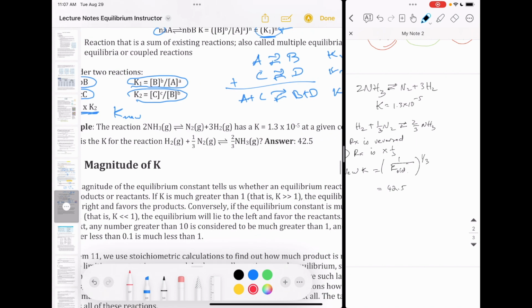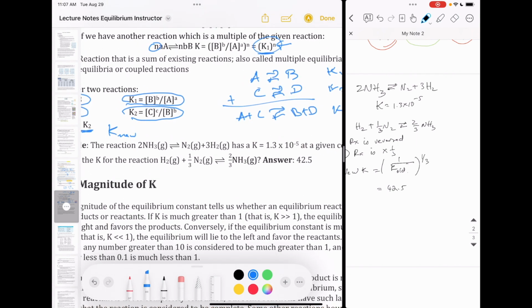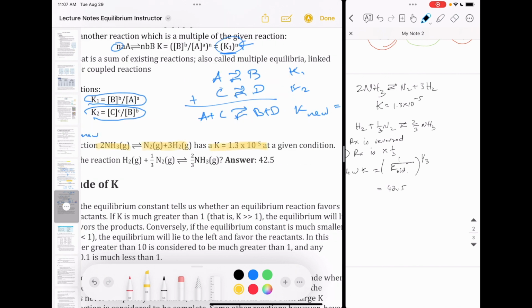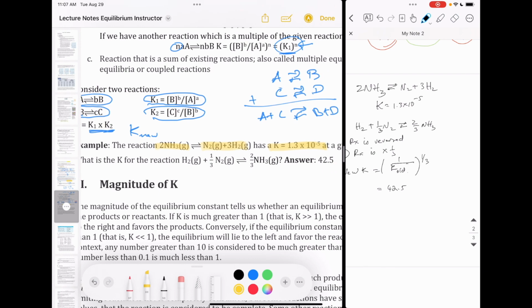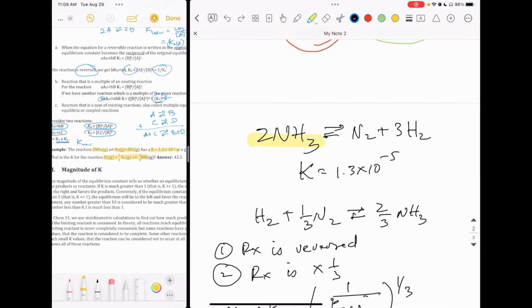Let's put this idea into practice. We have a reaction that's given here: 2NH3 goes to N2 and 3H2. It has a K value of that. And then they ask, what is the K for this related reaction? It has the same three species, looks slightly different, but let's figure out what happens there. Okay, so this is our main reaction. Now we have this new reaction.